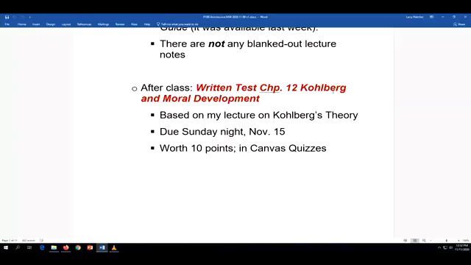It is due this coming Sunday night, 11-ish. It is worth 10 points. It's not in assignments. Instead, the place to look for it is in Canvas quizzes. Log in to Canvas, go to Site 100, go to Canvas quizzes. That'll be due this Sunday night.